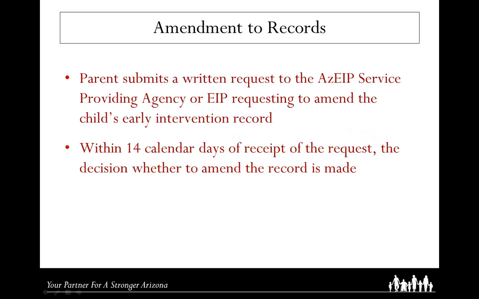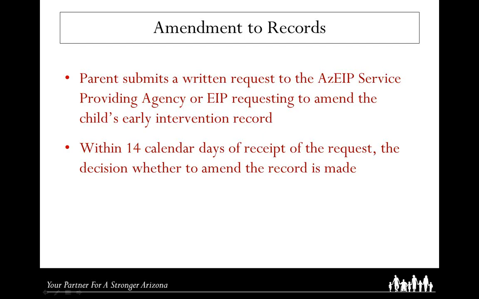If a parent wishes to amend a child's early intervention records, the AZIP Service Coordinator lets the parent know that she or he must submit a request in writing that specifies which parts of the child's records the parent wishes to amend. If the parent is unable to make the request in writing, the AZIP Service Coordinator shall assist the parent in making the request in another acceptable means, such as Braille or sign language.